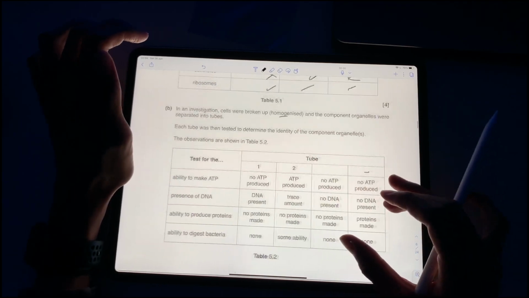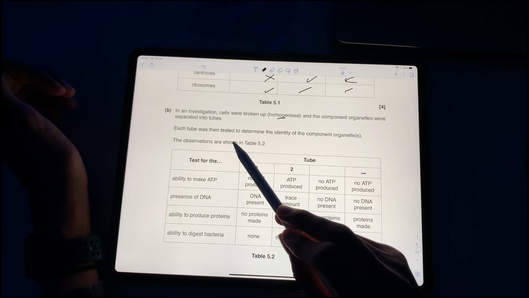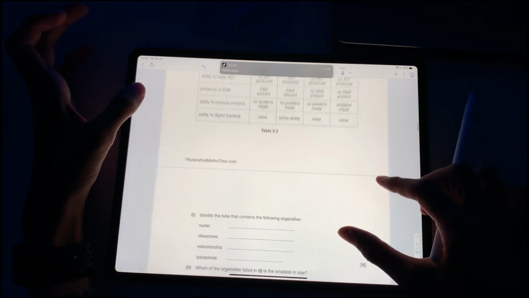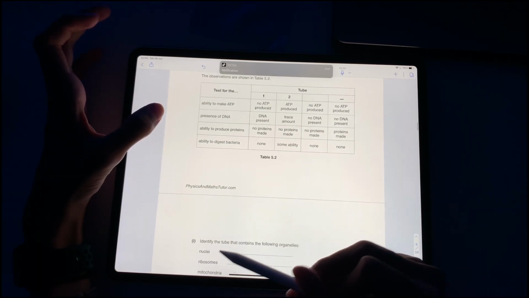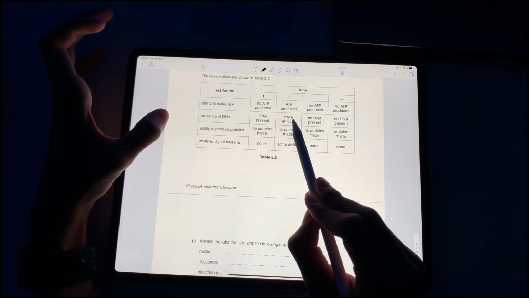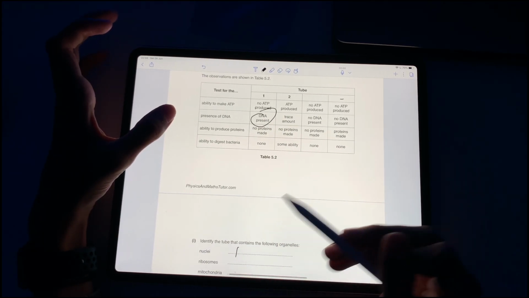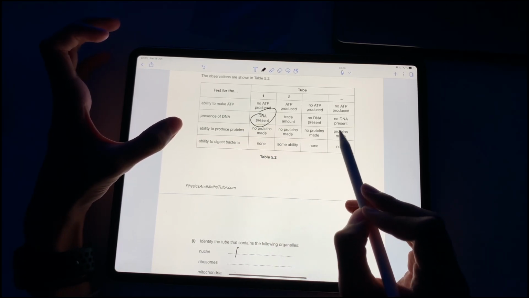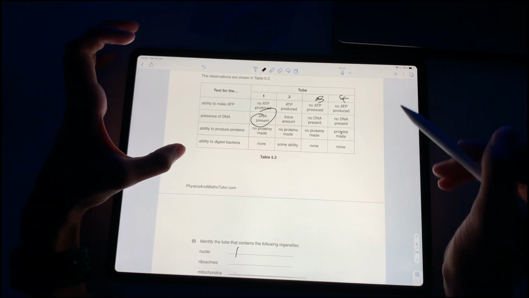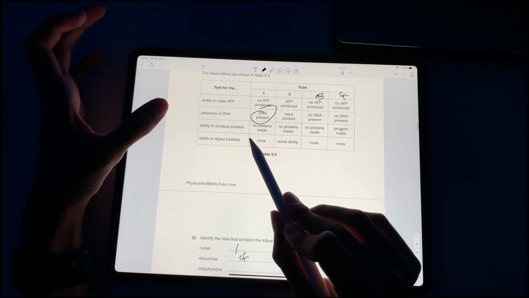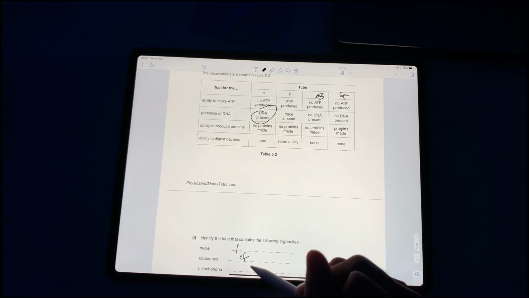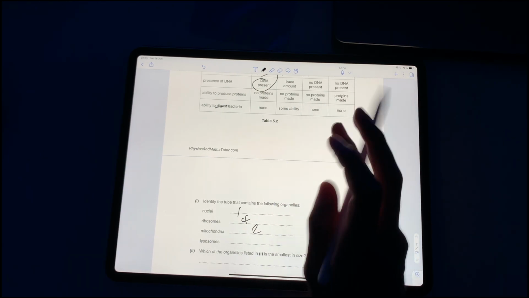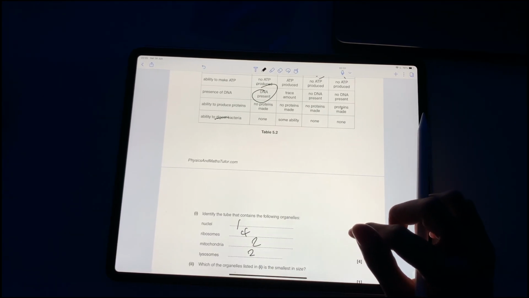Okay. An investigator's cells were broken up and then components separated. Tubes were tested to determine the identity of the components. Okay, so identify the tube that contains the following organelles. Nuclei. Nuclear, presence of DNA, trace amount. It has to be 1. Ribosomes. Ribosomes, is that proteins? Yes. No proteins, no proteins, no proteins. Oh, so 3, 4. Has to be 4. Mitochondria, ATP, no ATP. Okay, it has to be 2. And lysosomes, oh, back to digest, so it has to be some of it, so it has to be 2. So 4, 2, 1, 4, 2, 2.